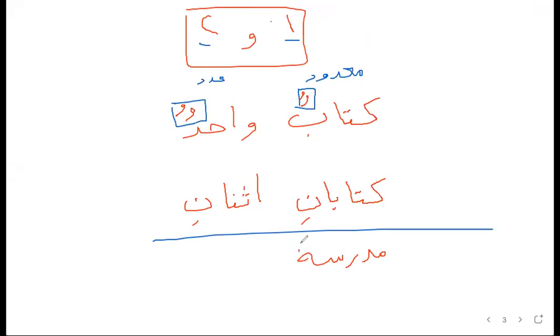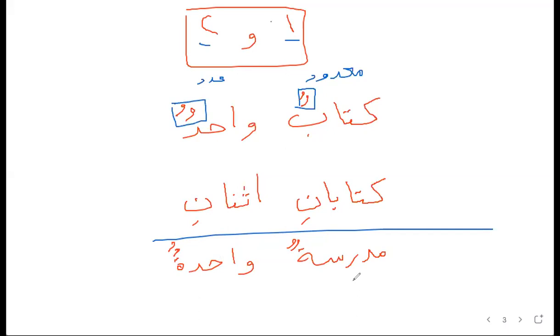So for 1, what would you say? Madrasatun wahidatun. Sorry, my voice is not clear. No problem, it's clear enough, inshallah. Barakallahu fik. Madrasatun wahidatun. So what would you say now from your knowledge of Arabic and what you studied so far?